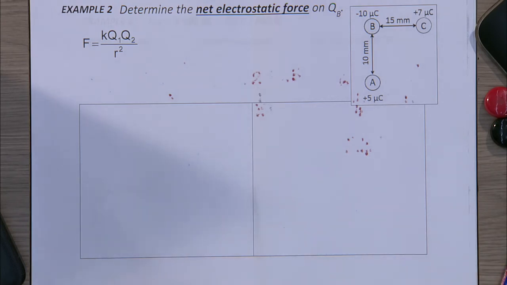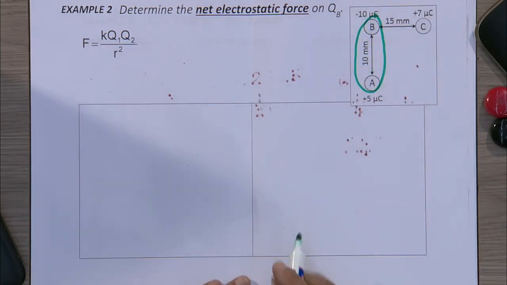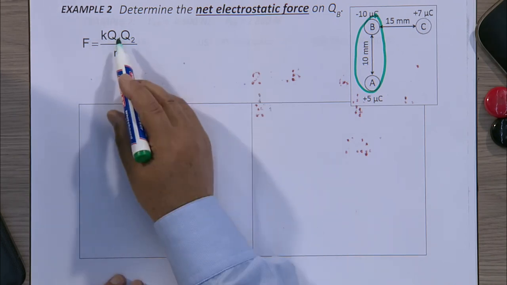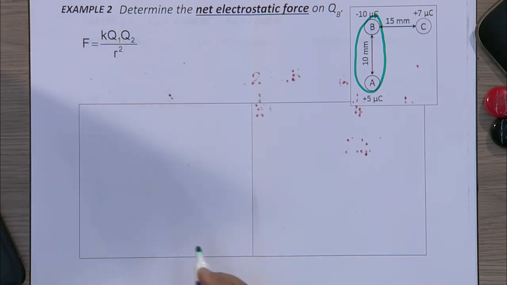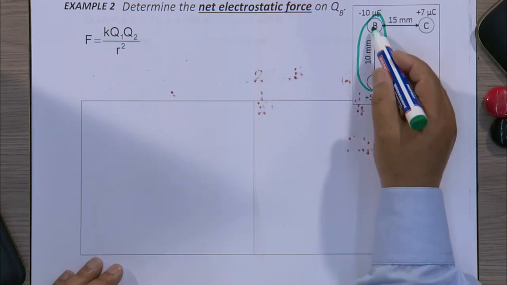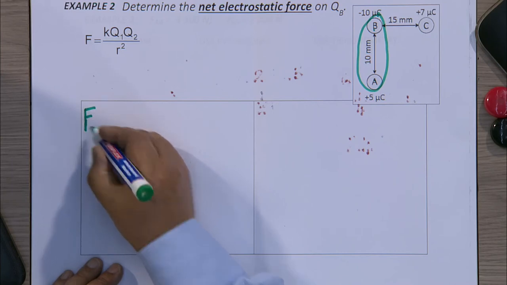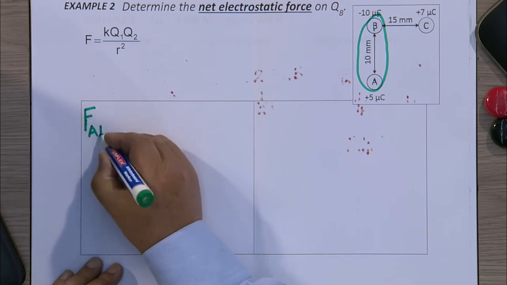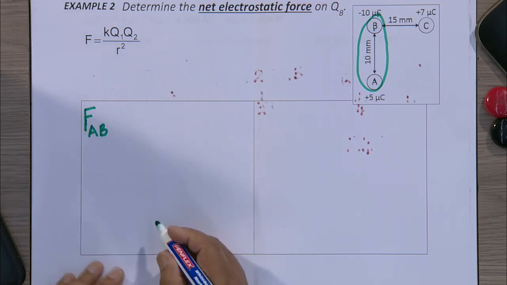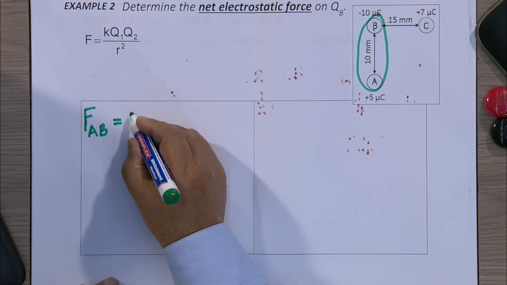So, number one, I'm suggesting to you that we do these two first. Two charges at a time, and we use Coulomb's law, as simple as that. So, we say we're going to find out the force of A on B. So we write it, the force of A on B, that's how we write it, is equal to, what again?